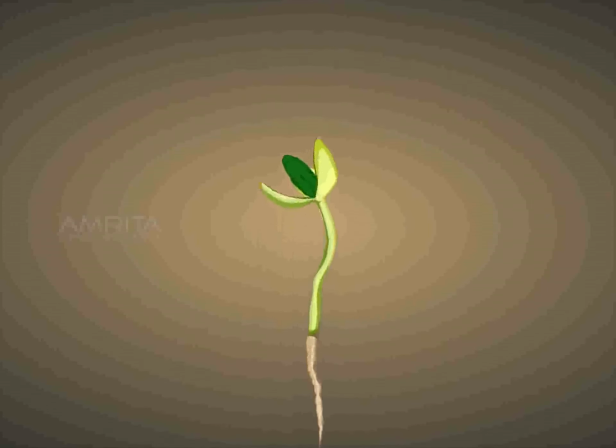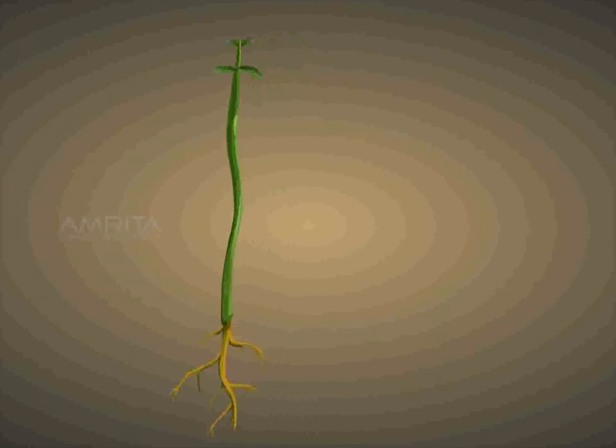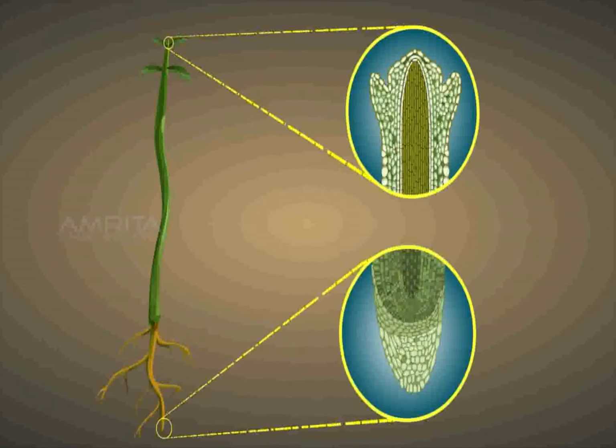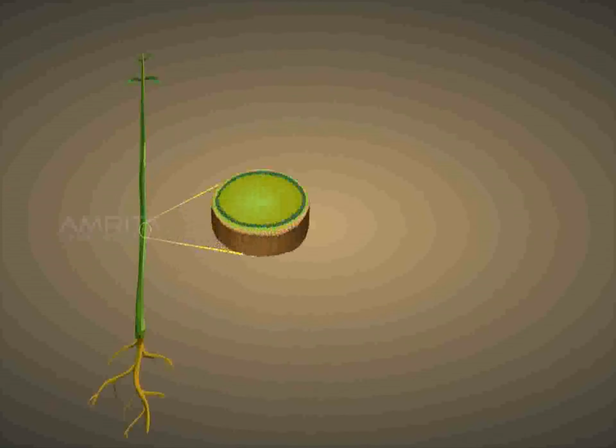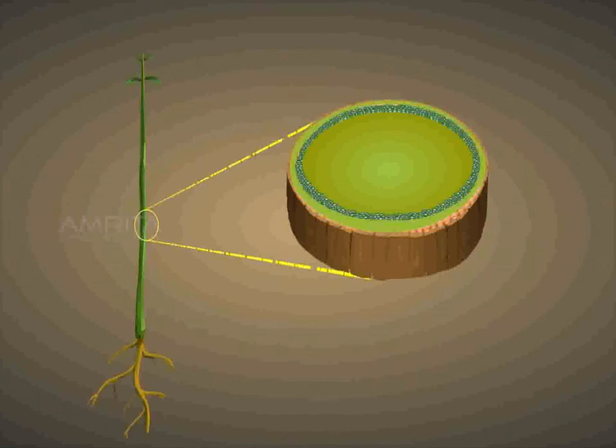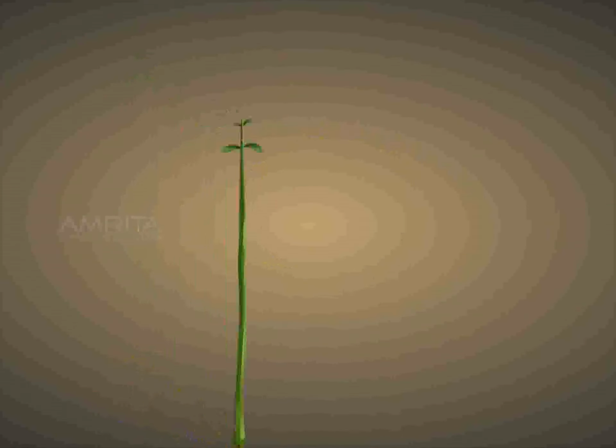The tissue that helps increase the length of the stem and the root is the apical meristem. It is located at the tips of stems and roots. Which tissue then helps in increasing the diameter of the plant body? It is the lateral meristem, located at the lateral position of the stem or the root.